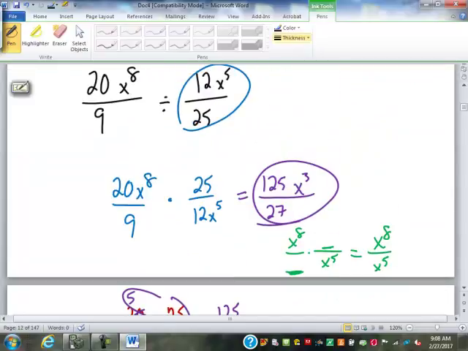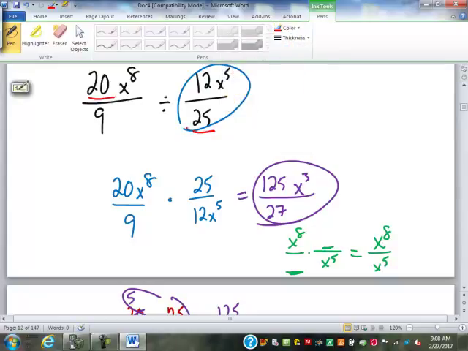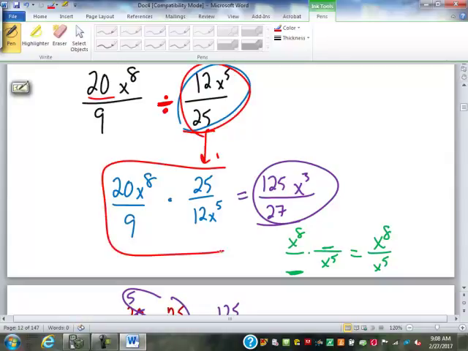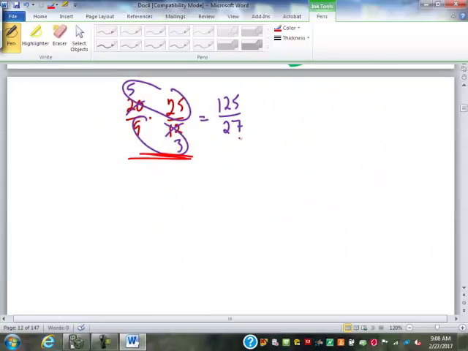A lot of people look at this and they want to try to cross cancel the 20 and the 25. Why can't we do that? Nope, not because of variable. It's because it's division. We can only cross cancel when it's multiplication. So we have to wait till we do the reciprocal of that second fraction. Once we're here, now we can cross cancel. That's where we pull out the numbers and cross cancel what we can down here.